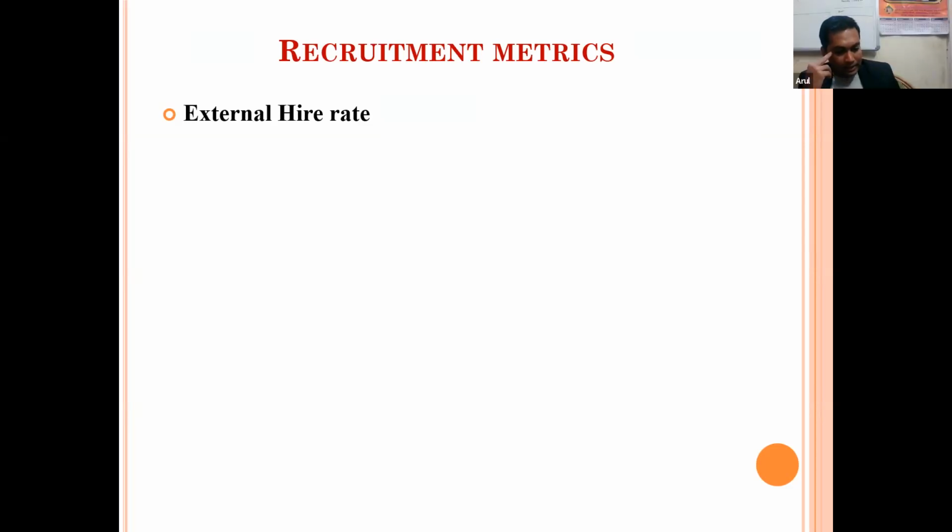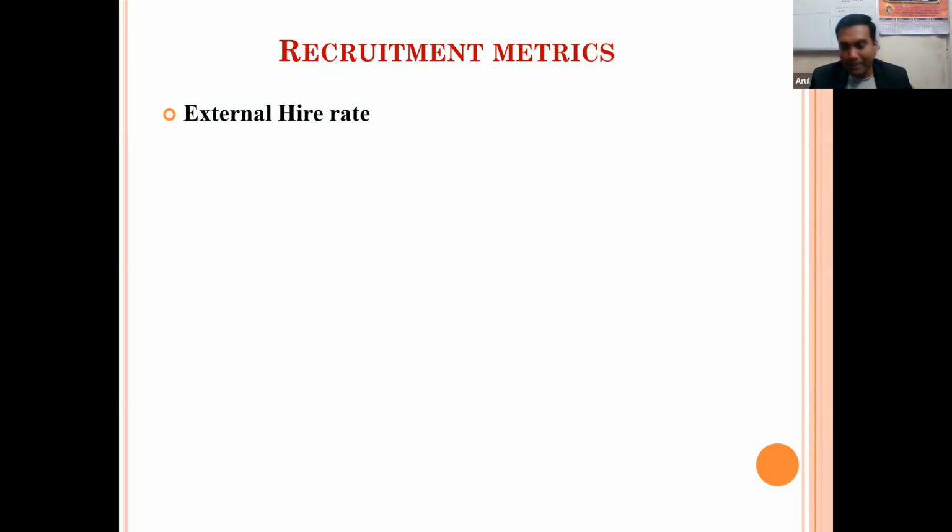Brilliant. In external hire rate, how many people are we going to hire externally for the respective positions? For example, we have 100 openings in a company. The company has decided that 50 people will be hired externally and 50 internally, maybe by internal promotion to that level, and externally directly to that level. So the external hire rate is 50% and the internal hire rate is 50%.